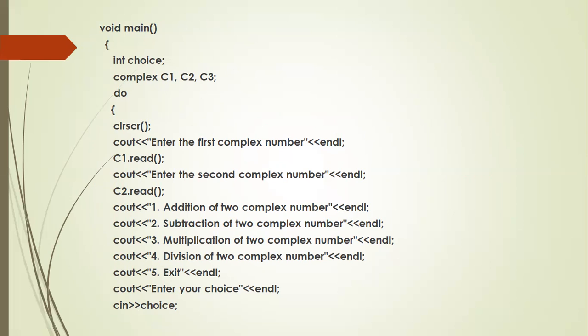Clear the screen, then enter the first complex number. To enter the first complex number, call the read function with C1, C1.read. Similarly, enter the second complex number by calling the same read function with C2, C2.read. Then the four messages: 1 addition of two complex numbers, 2 subtraction, 3 multiplication, 4 division, and 5 exit. Then enter your choice, cin choice. Here you can give any value for choice.